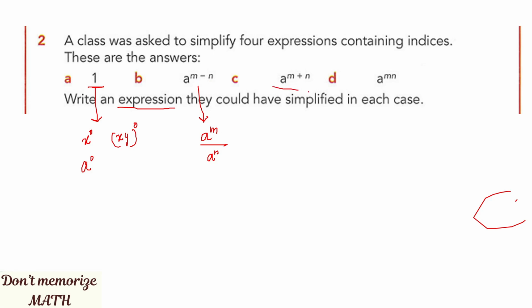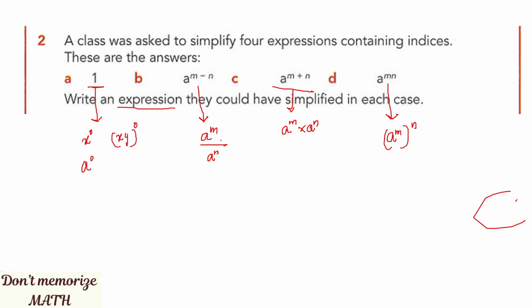Then the next one, when you multiply, you can add the indices. So for C it will become a raised to m times a raised to n. If you have multiplication, we will add the indices. So a raised to m times a raised to n is a raised to m plus n. Okay, so the last one is a raised to mn. A raised to mn is a raised to m whole raised to n. If you have power and power coming together like this, we need to multiply the powers.